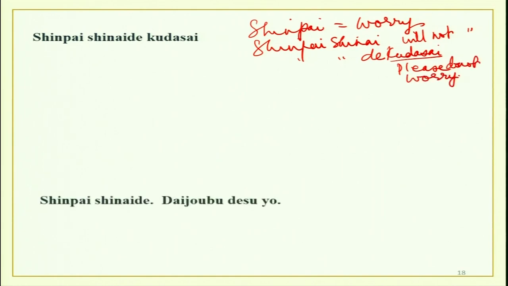Now in the kaiwa he says "shimpai shinai de, daijobu desu yo." The moment he says shimpai shinai de, it means that either they are very good friends or they are working together, or the relationship is very, very informal. You could also say that Tanaka-san is a little younger than Rao-san because he is not using the mas form over here. Shimpai shinai de, intonation is rising and the mas form is not there.